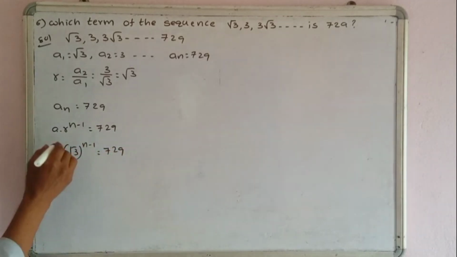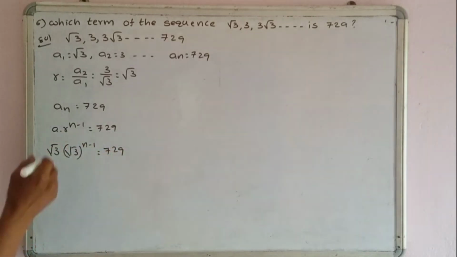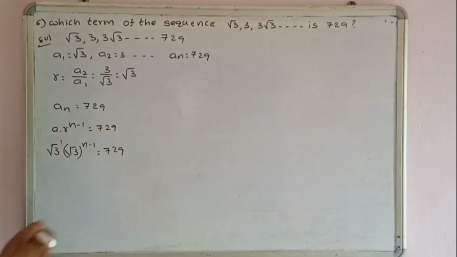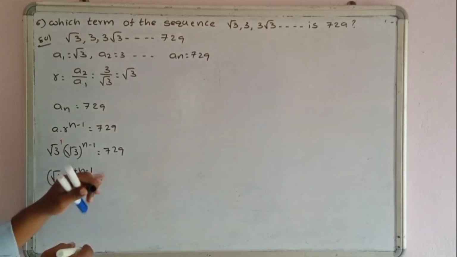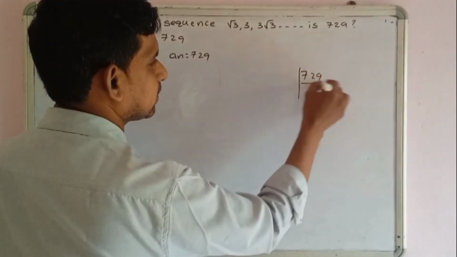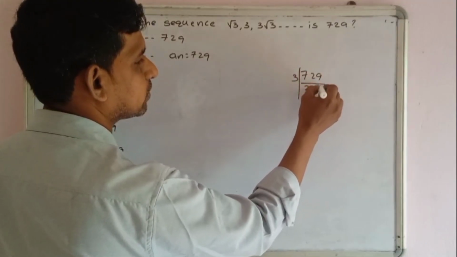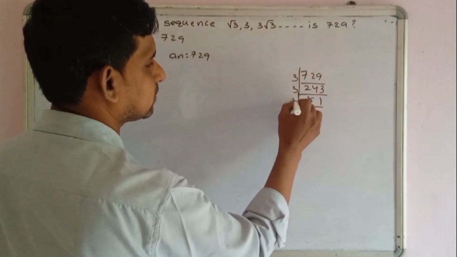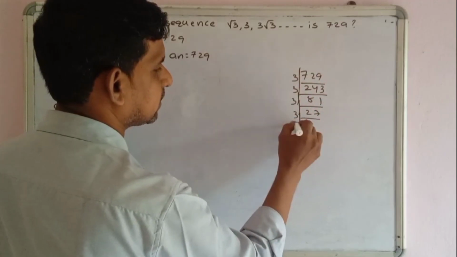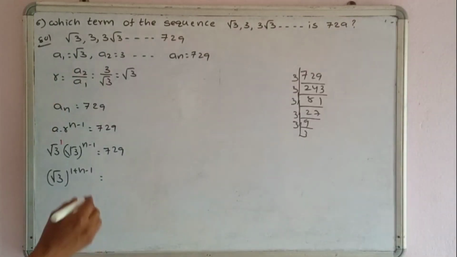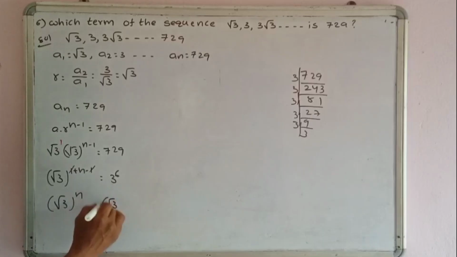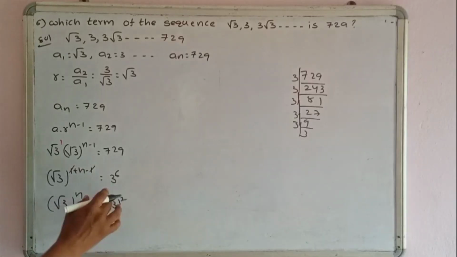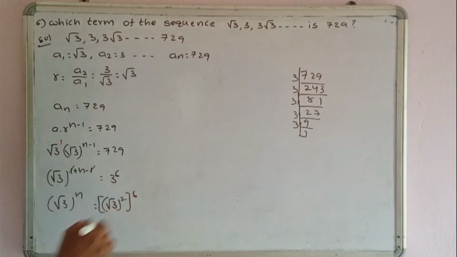Now see, this is of the form a power m into a power n. Here root 3 has power 1. So a power m into a power n is a power m plus n, equals 729. How to write 729? In factors of 3, 729 is 3 power 6. So root 3 power 1 plus n minus 1, the 1 and minus 1 cancel. Again, 3 can be written as root 3 whole square, so 3 power 6 becomes root 3 power 12.